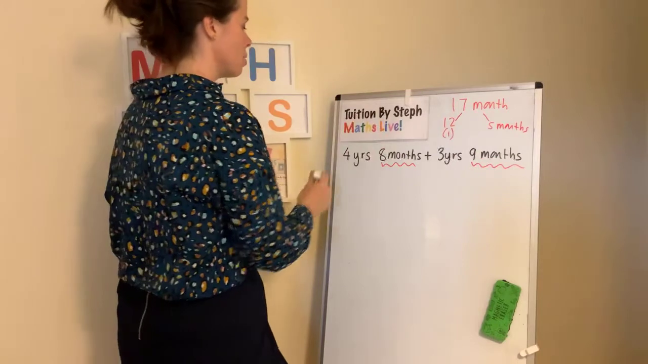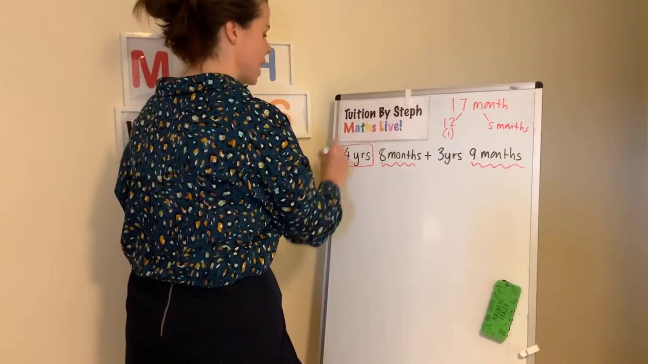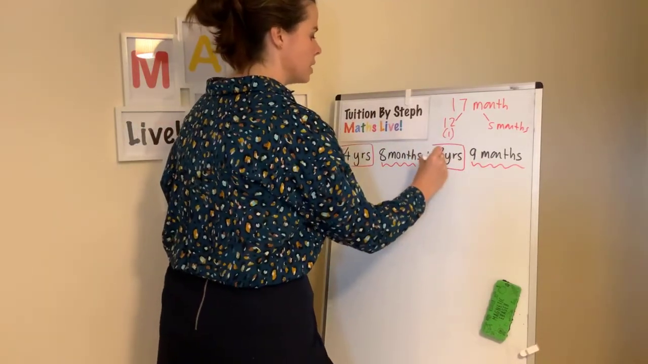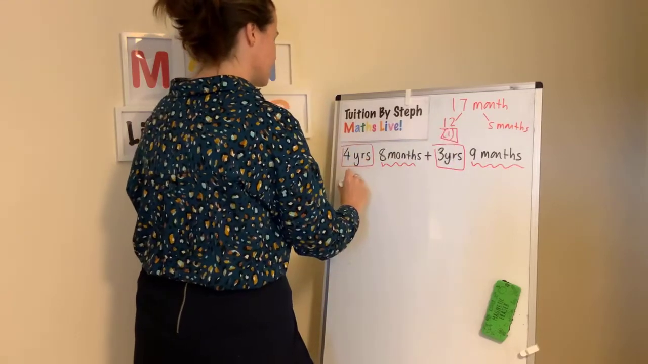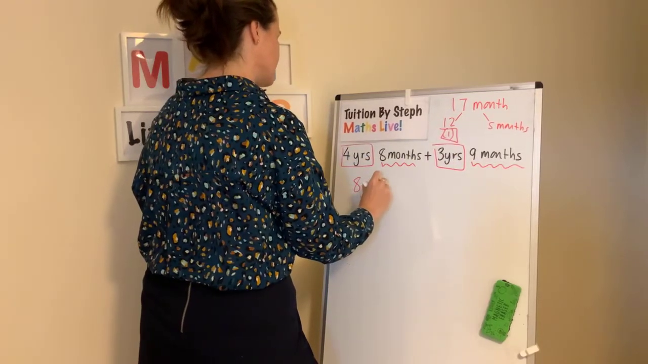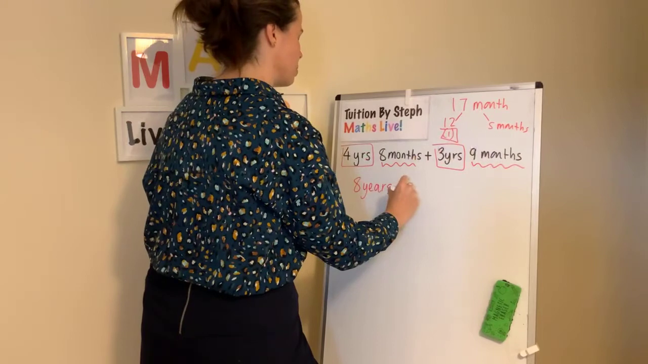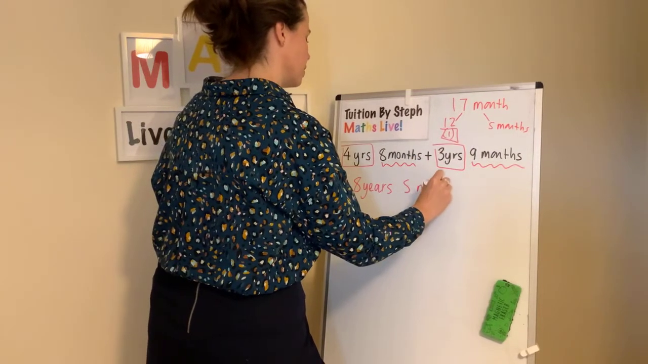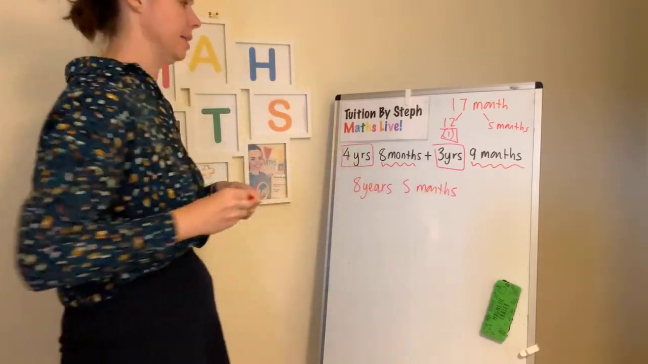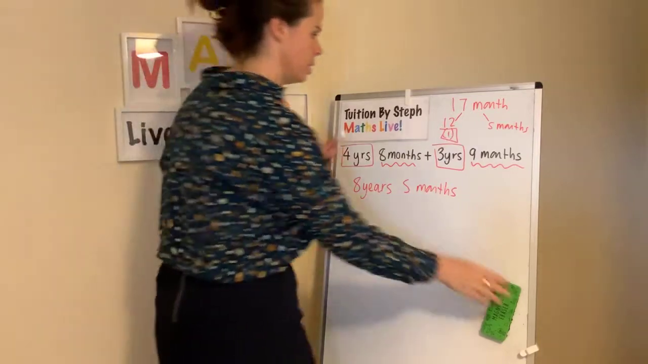So then when we add us all together, we've got 4 years, 5, 6, 7, 8. So it's 8 years and 5 months. 8 years and 5 months.